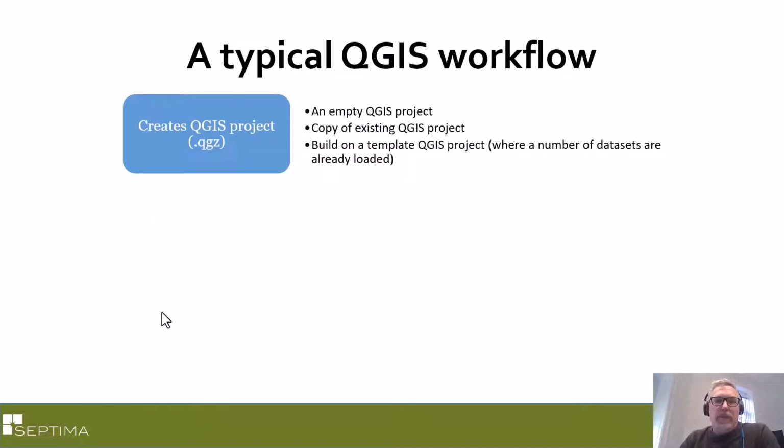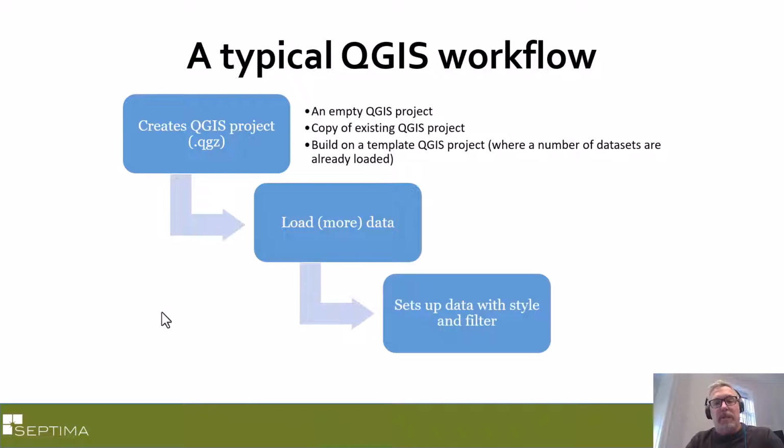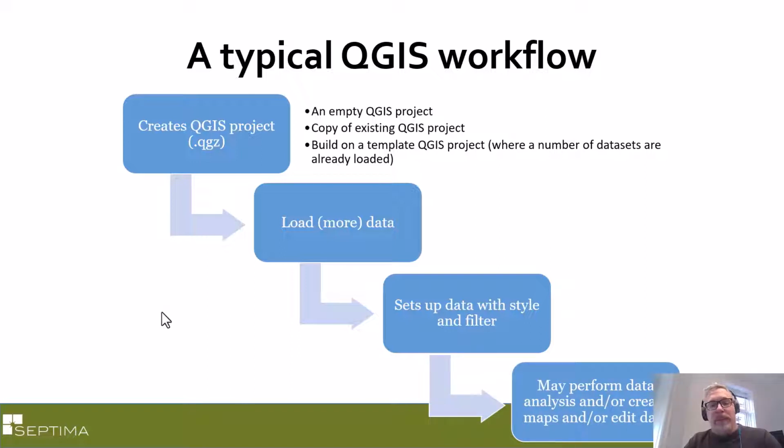So a typical QGIS workflow involves creating a QGIS project, which is a QGZ file. So you may start with an empty QGIS project, and add layers as you need to. You may start with an existing QGIS project or build on a template, a QGIS project template. So whichever way you go, you may choose to load more data into your project, set up the data with a style and perhaps filters and other settings. And then you can perform your data analysis or create maps and edit your data.